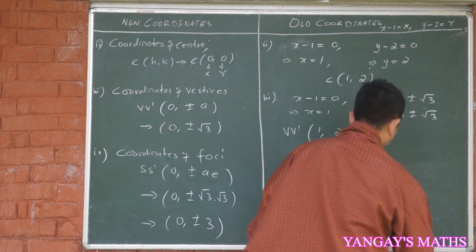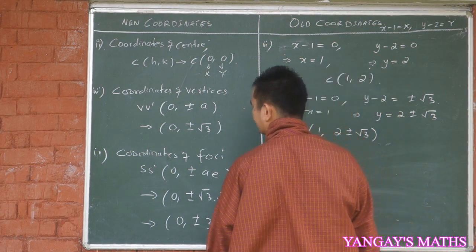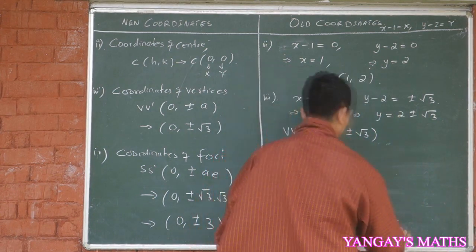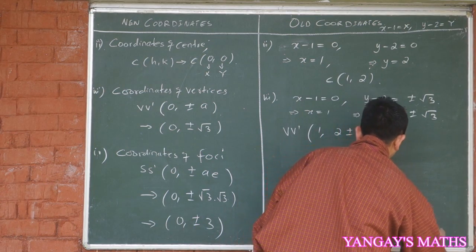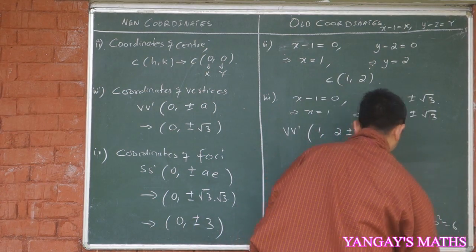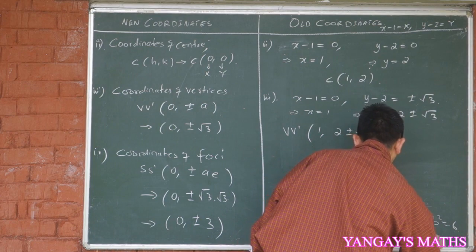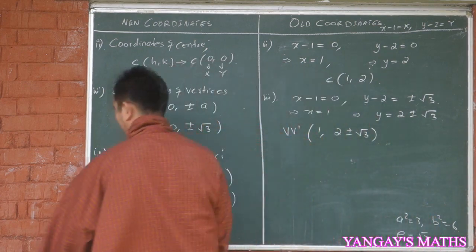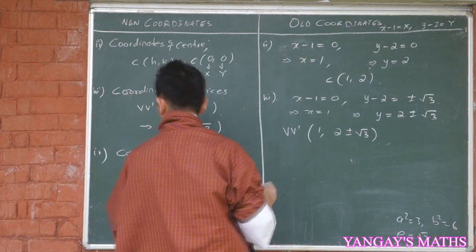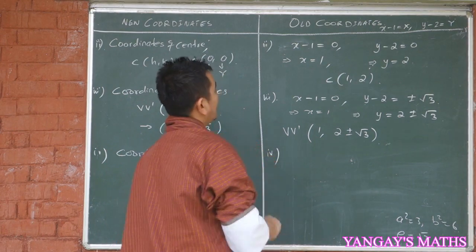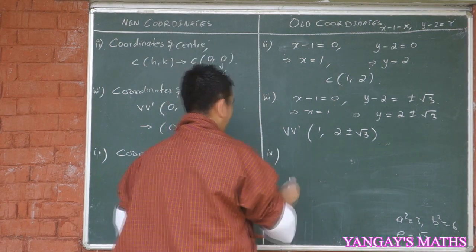I usually forget. What was the a value? Wait. A square value was 3 and b square value was 6. So e value was root 6. Okay. I need this value. Okay. So now, foci. Number 4. Coordinates of foci. Please substitute now.